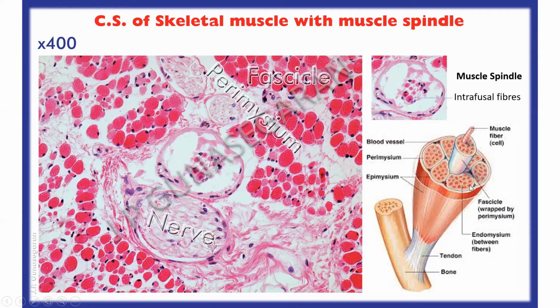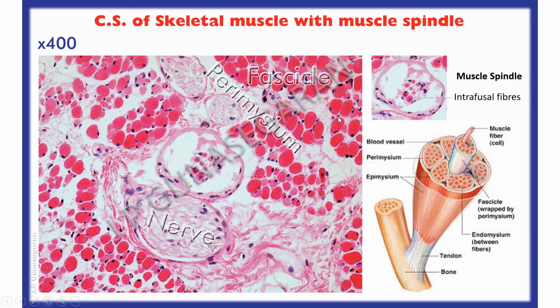This one is a schematic diagram of a cross section of a muscle showing the general architecture. The muscle fibers are grouped into fascicles, and each fascicle is covered by a connective tissue sheath known as the perimysium.